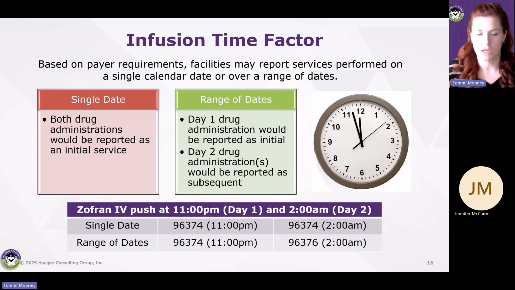So it really just depends on your facility and your state and your payer. There's a lot of different nuances in how your billing department's going to approach this.